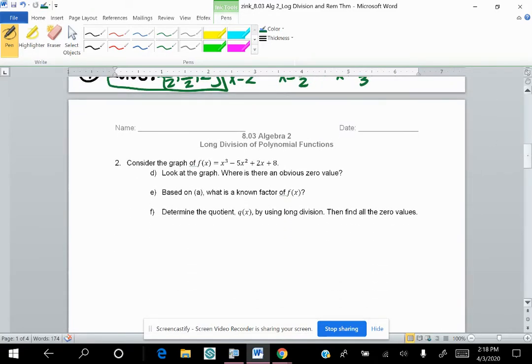Something else that I didn't talk about yet is that you also want to make sure that your dividend counts down in descending order by ones. So this goes x to the third, x to the second, x to the first, and then x to the 0, which is just 1. So that's why there's nothing next to the 8. If it doesn't, you want to put in a placeholder.